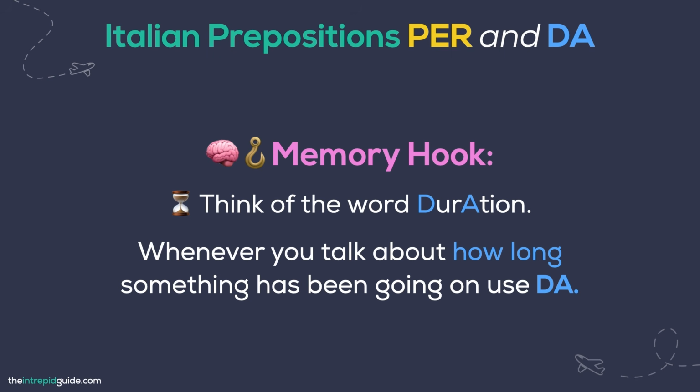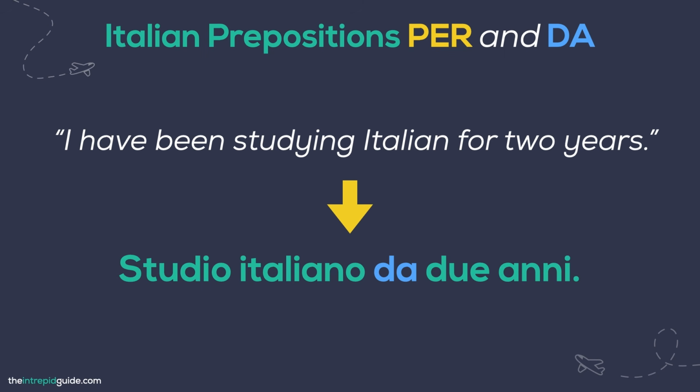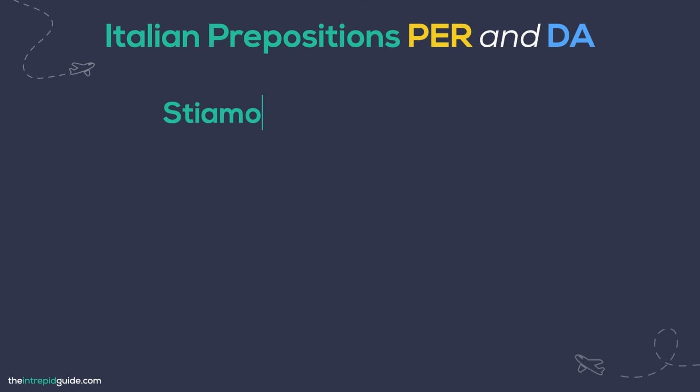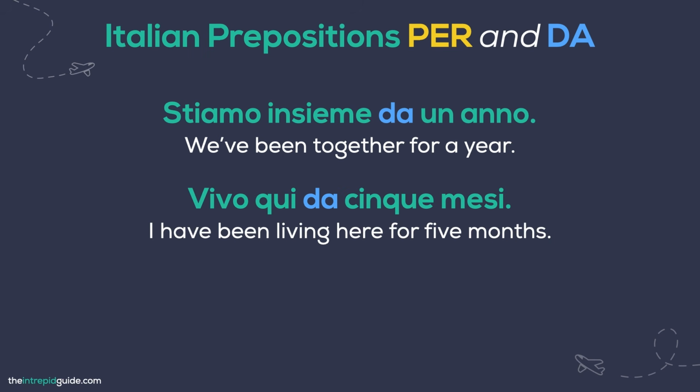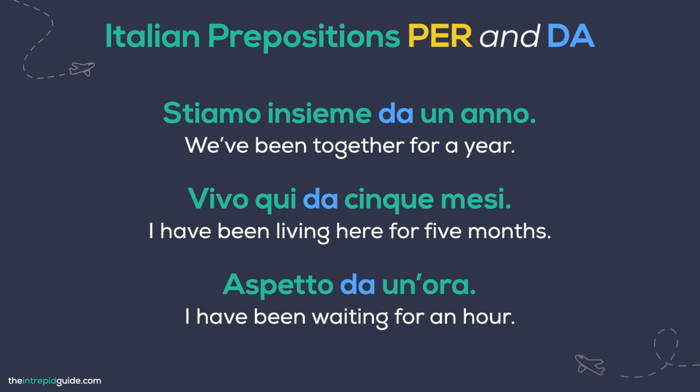So the correct response would be, Studio italiano da 2 anni. I have been studying Italian for 2 years. Here are some more examples. Stiamo insieme da 1 anno. We've been together for a year. Vivo qui da 5 mesi. I have been living here for 5 months. Aspetto da 1 ora. I have been waiting for an hour.